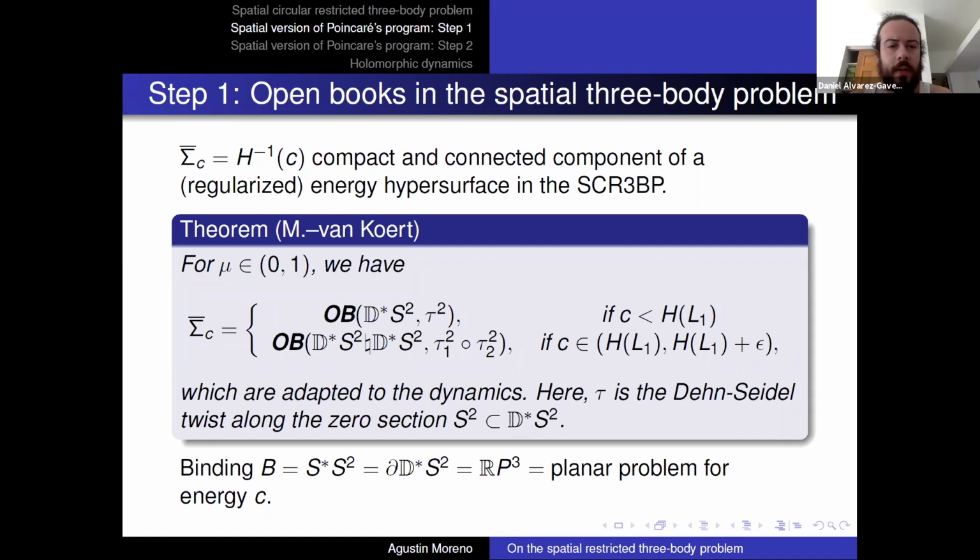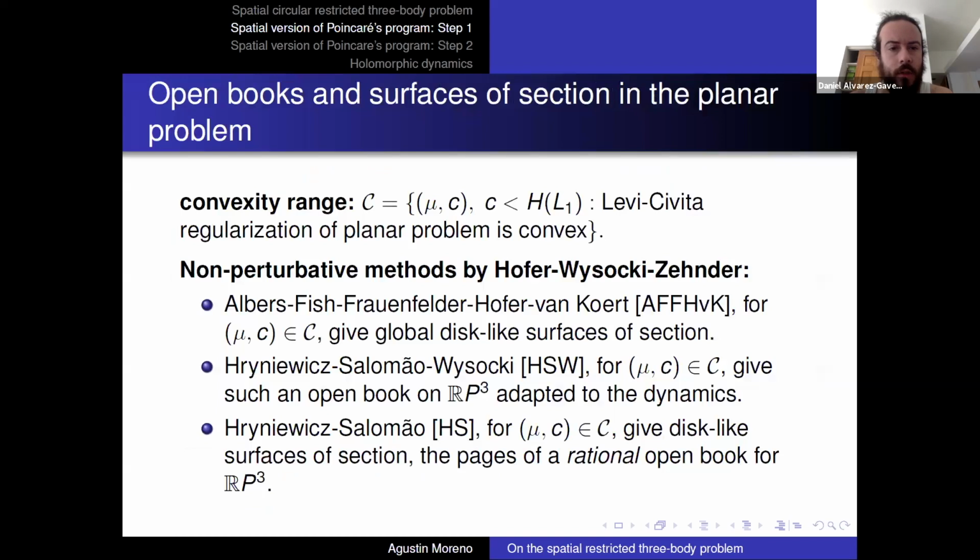Sorry, but can you go back one slide? There were some restrictions on the, like, outside of the convexity range. Yeah, outside of the convexity range, we don't know anything. There are also some shooting arguments which go back to Birkhoff about retrograde periodic orbits, and this you can do up to the first critical value. Okay.